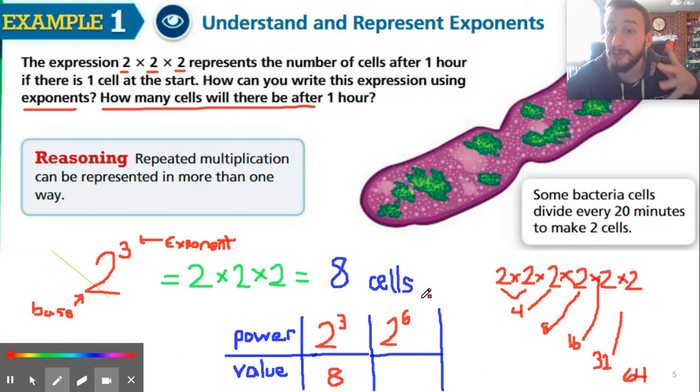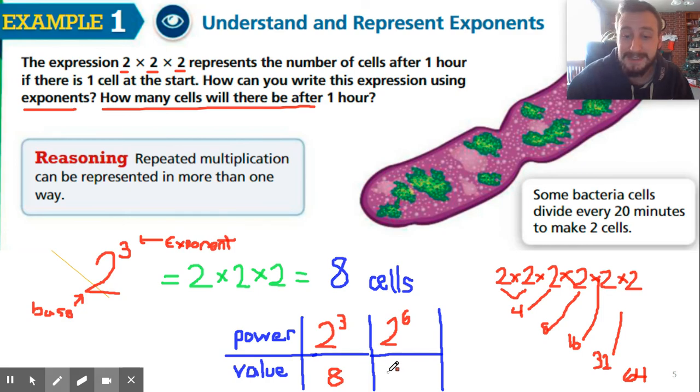So that means after 2 hours, there would be 64 cells. So you can see how exponents saved us a lot of time. Instead of saying 2 times 2 times 2 times 2 times 2 times 2, I could have just shortened that and said 2 to the sixth power and solved it to get 64.